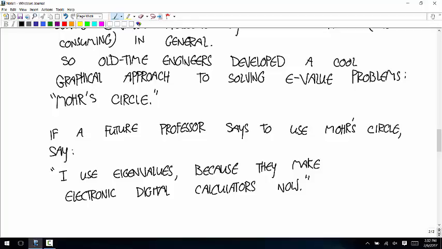I predict that you will have no trouble being the first group of students to never learn how to use Mohr's circle. In a perfect world, that certainly is how it should be. And actually, probably in the time that I could have taught you Mohr's circle... No, we're not doing that.